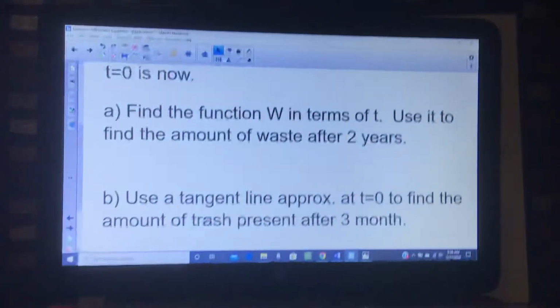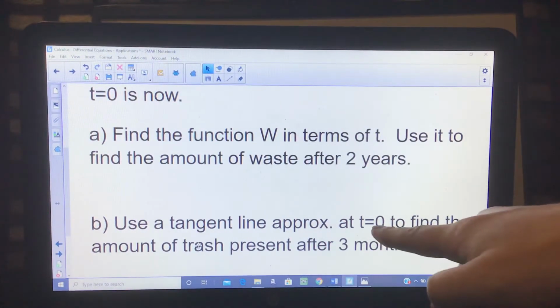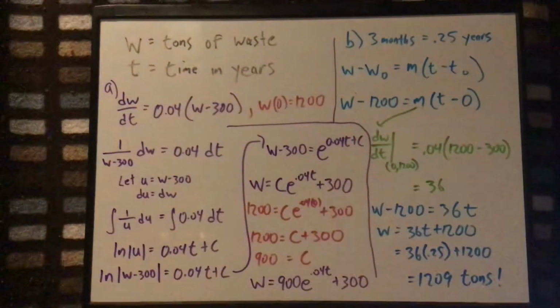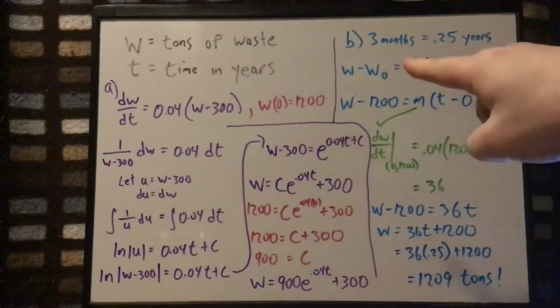Part B, just to remind you of it, was to use the tangent line approximation from t equals 0 to project how much trash would be present after 3 months. Once again, we have the W function, but they don't want us to use it. They want us to use this tangent line approximation. So the first thing I did was to make sure that I have everything in the right units. Waste is in tons and time is in years.